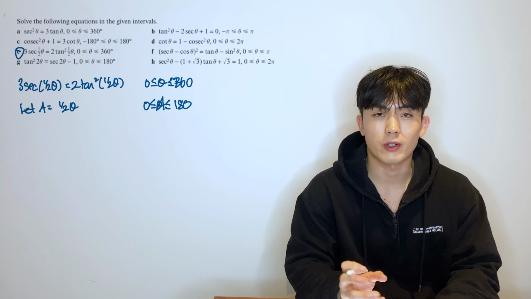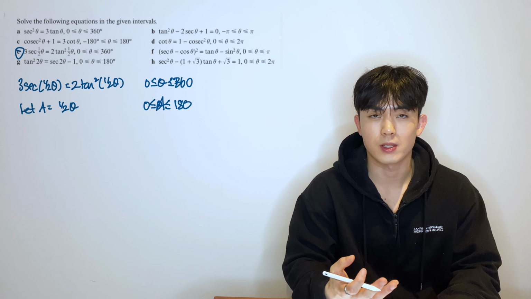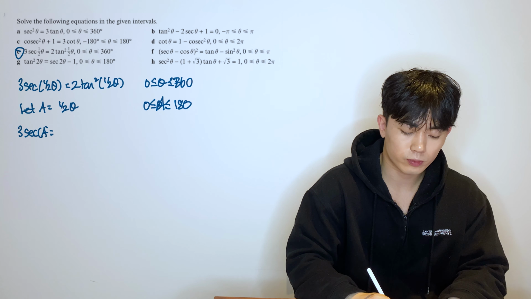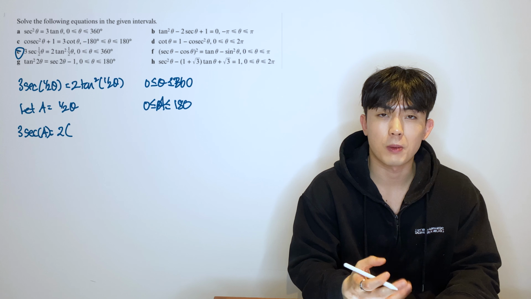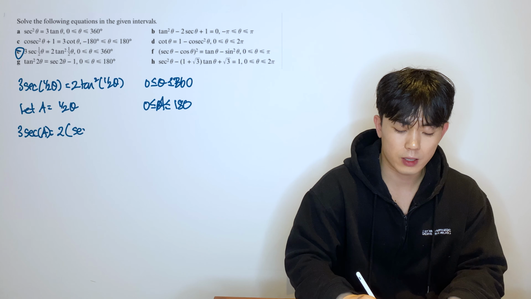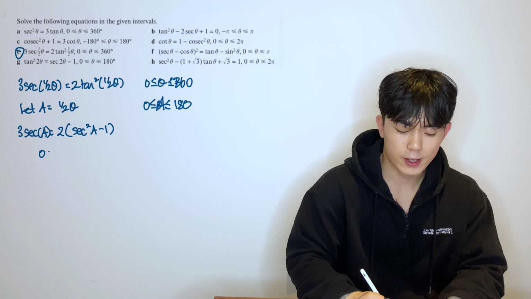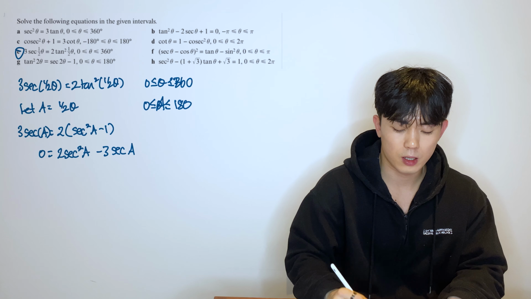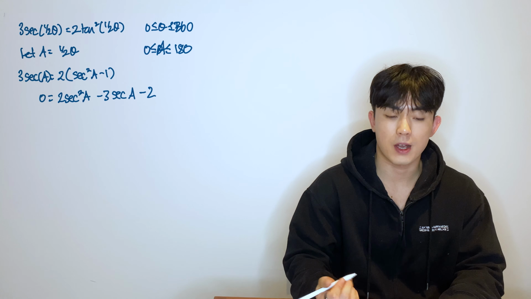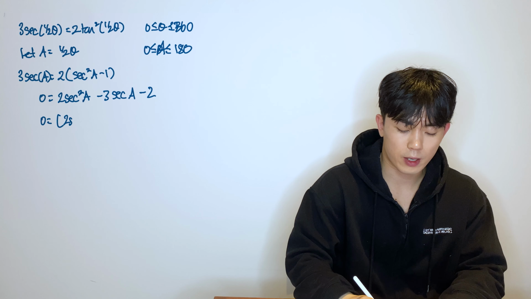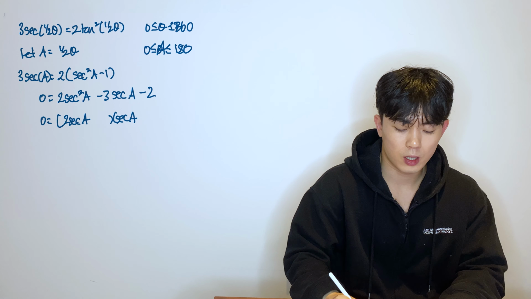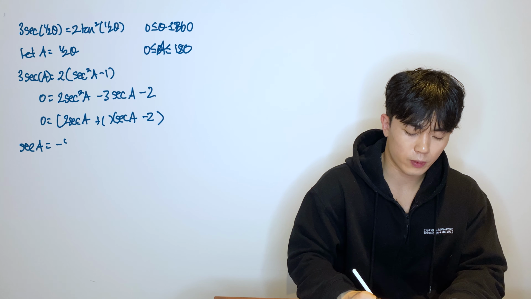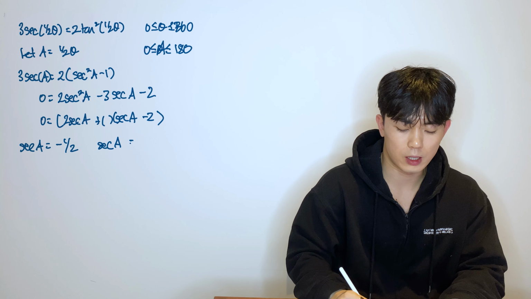Next, I'm going to replace the tan squared, right? Because we can replace it in terms of sec. Well, we want it in terms of sec, because we ideally want the same trig function. So we're going to have 3 sec A is equal to 2, and I can use the identity that 1 plus tan squared is sec squared, so this is going to be sec squared A minus 1. Expanding the bracket and bringing it all to one side will leave us with 2 sec squared A minus 3 sec A minus 2, which I can now factorize, right? So 0 is equal to 2 sec A plus 1 and sec A minus 2. So therefore sec A is equal to negative a half, or sec A is equal to 2.